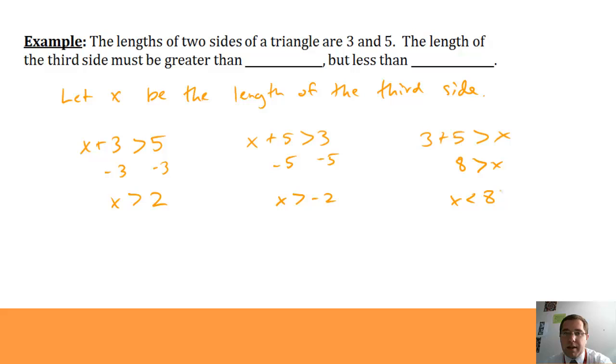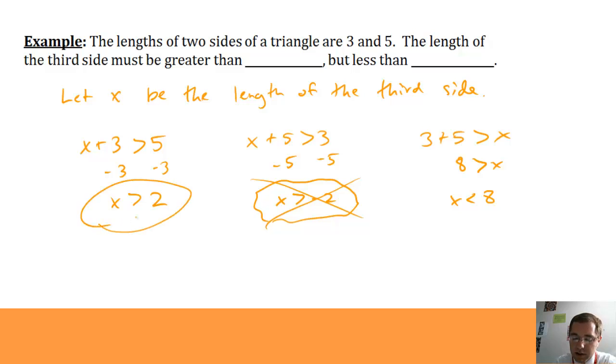Now, if x is the length of a side, then it's always going to be a positive number. So x being greater than negative 2 doesn't really tell me anything. It's always going to be greater than any negative number because it's a positive number. So that's useless. But the fact that x is greater than 2 and x is less than 8 is exactly what I needed. The third side must be greater than 2, but less than 8. So it's somewhere in between. Could be 3, 4, 5, 6, or 7, or it could be a decimal in between those numbers.